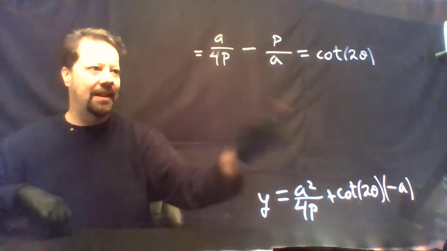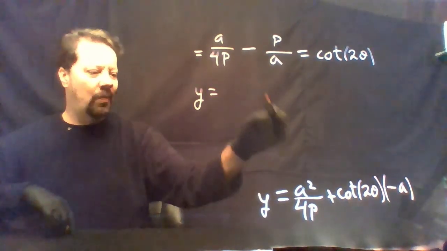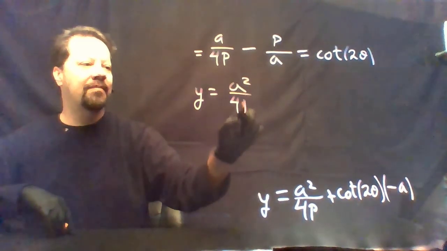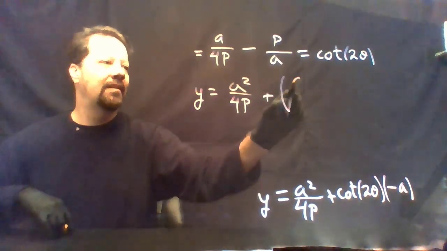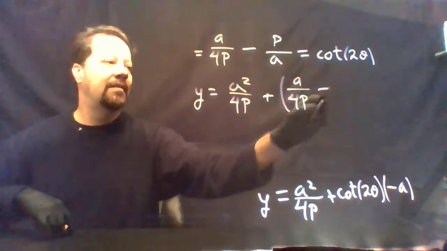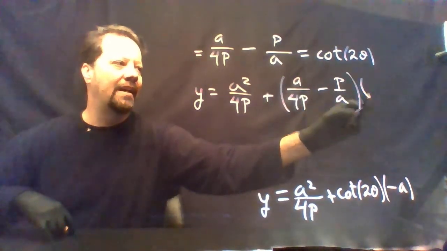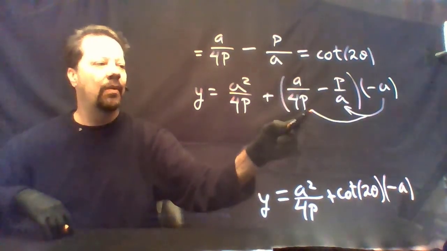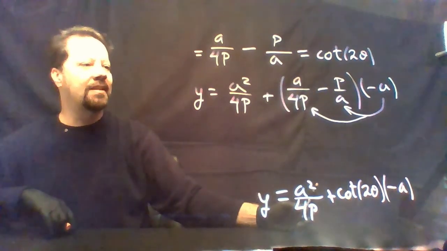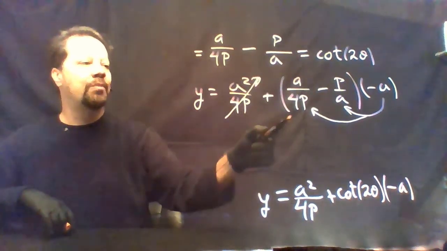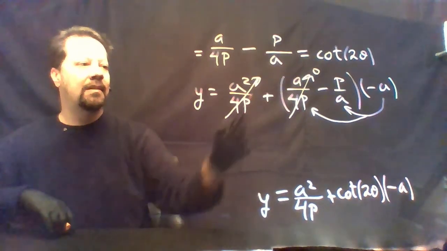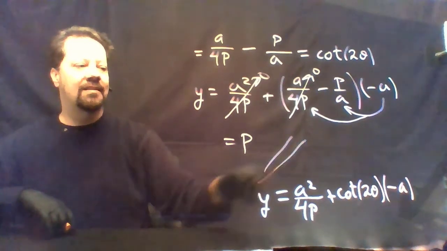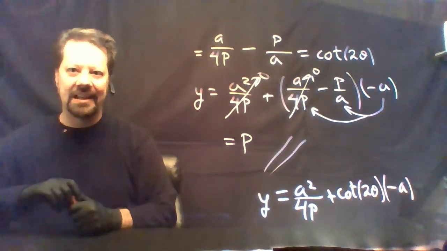Making this substitution down here, the y-intercept of that secondary line will be a squared over 4p plus a over 4p minus p over a, all times minus a. You can now see that if you distribute one factor to each term within the parentheses, this term will cancel with this term, and we'll be left with p exactly as needed.